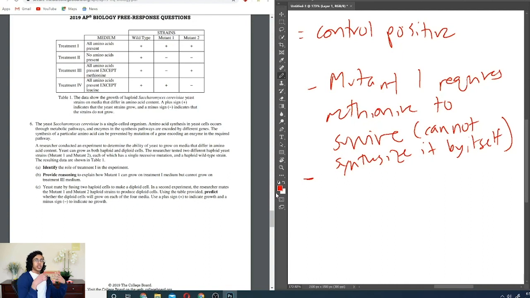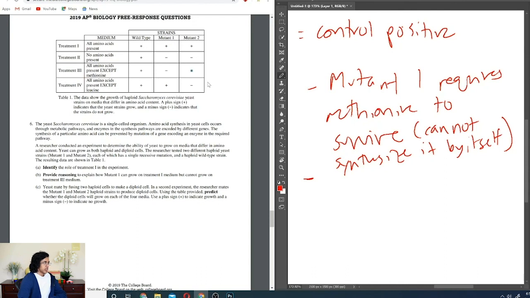So basically, if you're making 2 haploid cells into a diploid, they retain all the DNA from both, right? So essentially, mutant 1 will have the ability to synthesize, let's see. Mutant 1 is able to synthesize leucine, and mutant 2 is able to synthesize methionine. So overall, they should be able to synthesize everything because they combine their genes. However, if no amino acids are present, then that might be a problem, right?